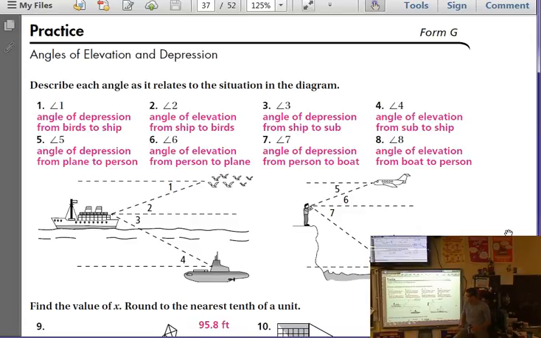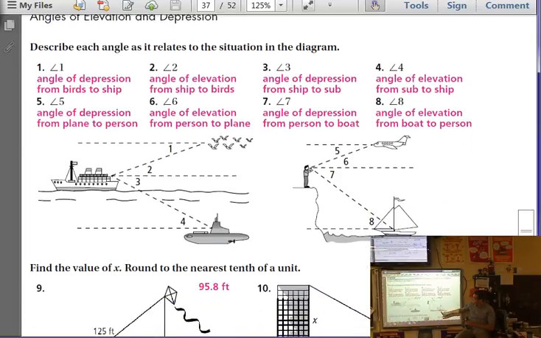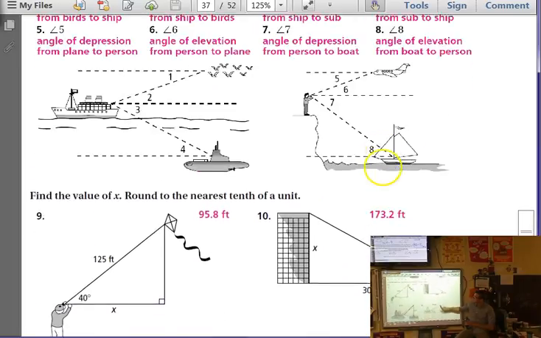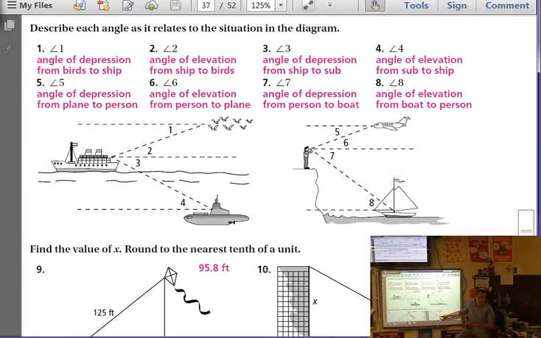One through 8. Remember, it's relative to the horizon, whether it's elevation or depression. Oh, wait, is it okay if we just say elevation or depression? Yeah, if you just said elevation or depression, that's fine.